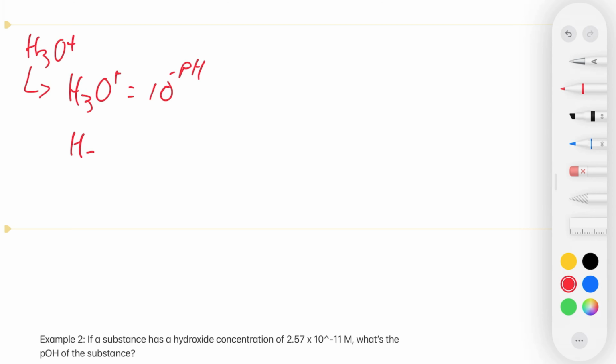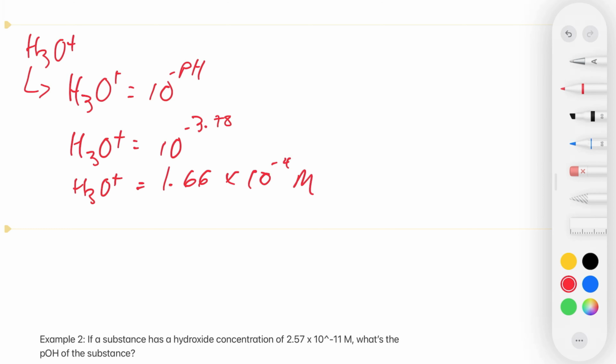So all we have to do is go H3O plus is equal to 10 to the negative 3.78. And when we plug that in our calculator, we end up getting a hydronium concentration of about 1.66 times 10 to the negative 4 moles per liter, and that's our first one. Now, let's move on to our second example.